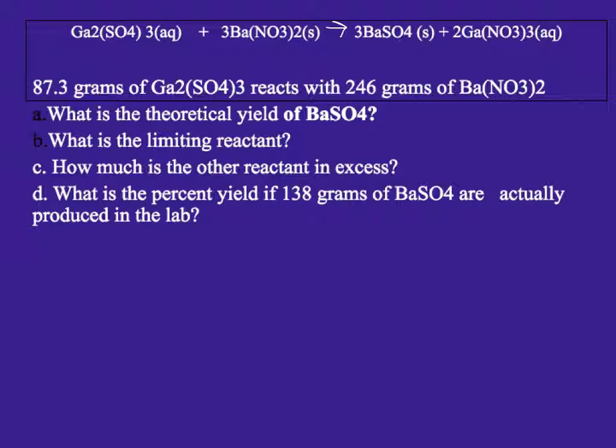What we're going to want to find is the theoretical yield of barium sulfate. In other words, how many grams of barium sulfate is going to be produced. We're going to want to find out the limiting reactant, which one of these, gallium sulfate or barium nitrate, is going to run out first, and how much of the other reactant is in excess. So in other words, whichever one of gallium sulfate or barium nitrate is not used, how much do we have left? And finally, we're going to find the percent yield. How much was actually made in the laboratory?